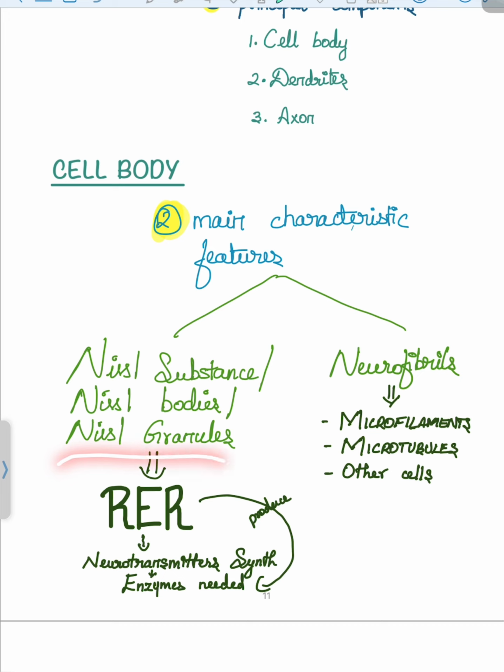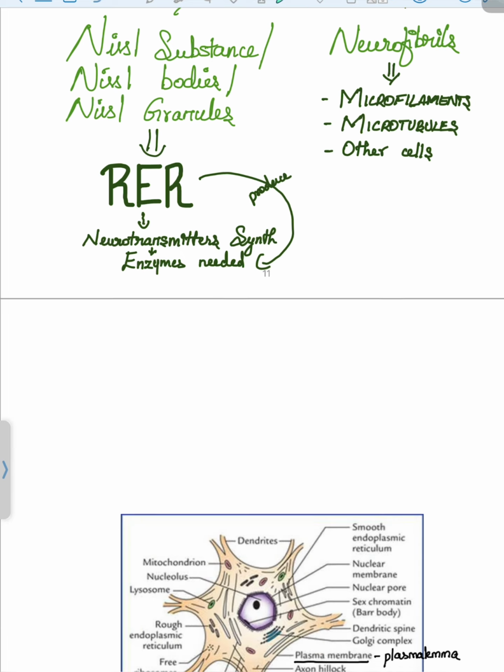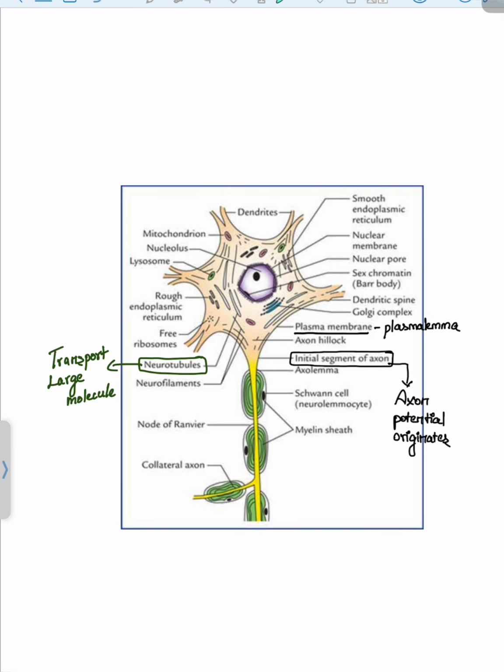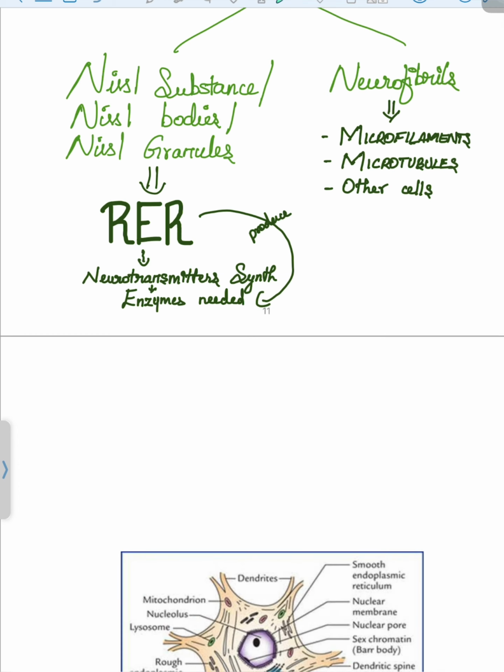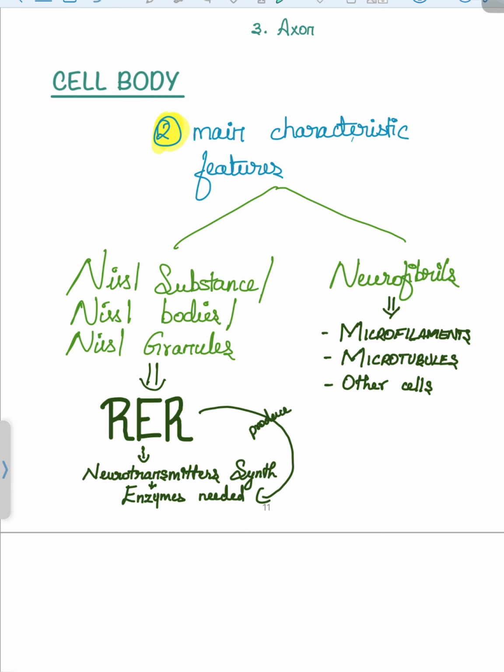What are these Nissl granules? They are nothing but rough endoplasmic reticulum. When you see the picture of a neuron, whenever you go into Google or YouTube and type something called as neuron, you see a lot of dotted structures in the neuron called as Nissl granules. Why is there a lot of rough endoplasmic reticulum? Look here also, you could see rough endoplasmic reticulums. What is the need of that?